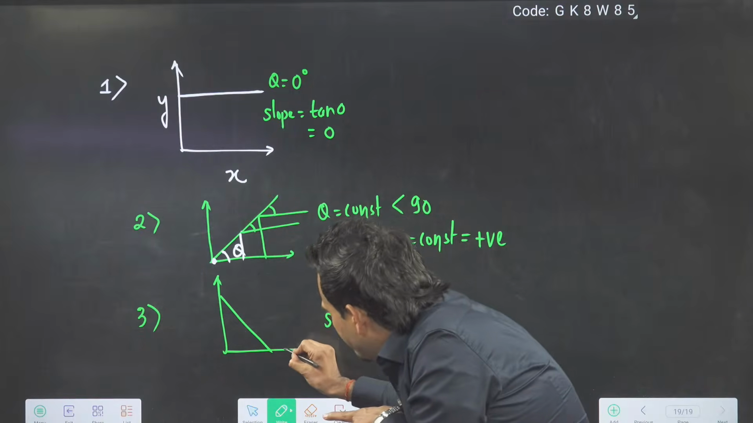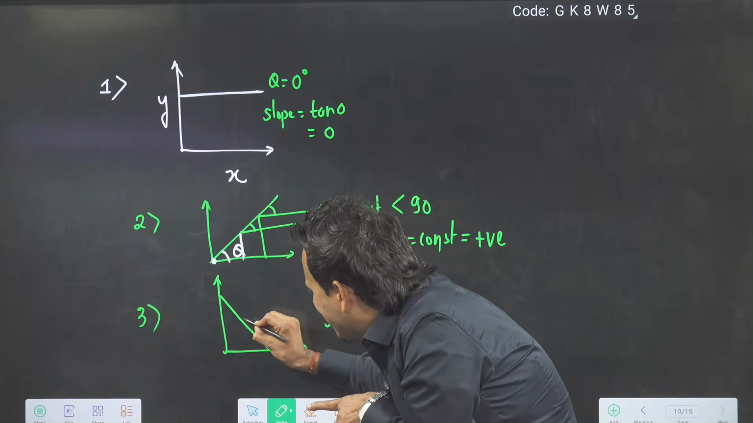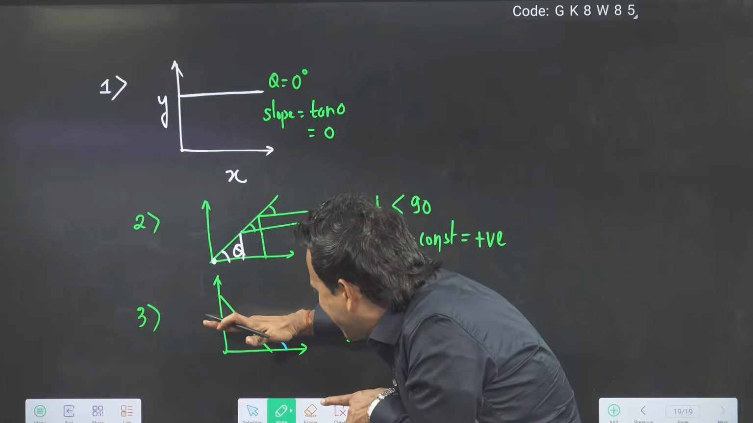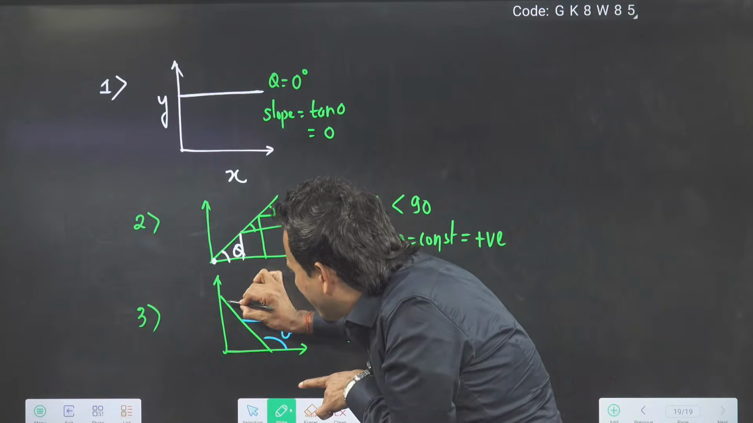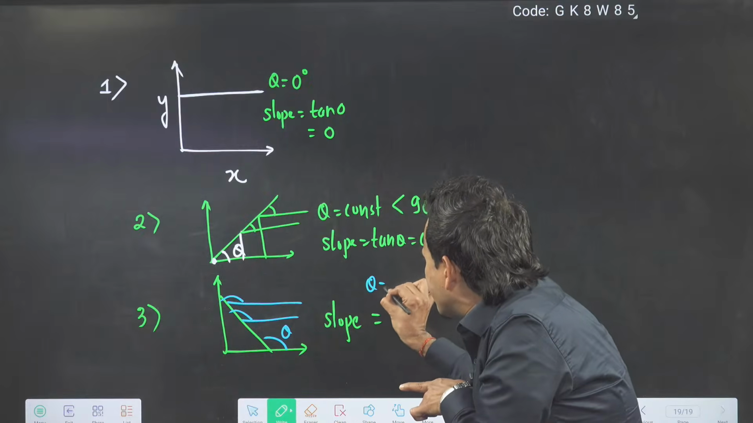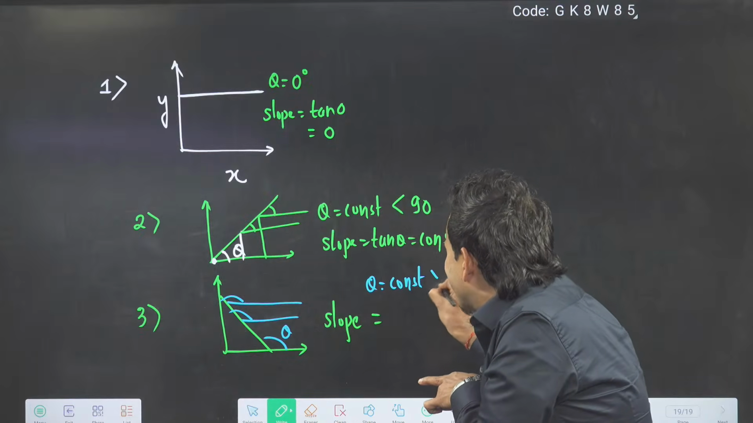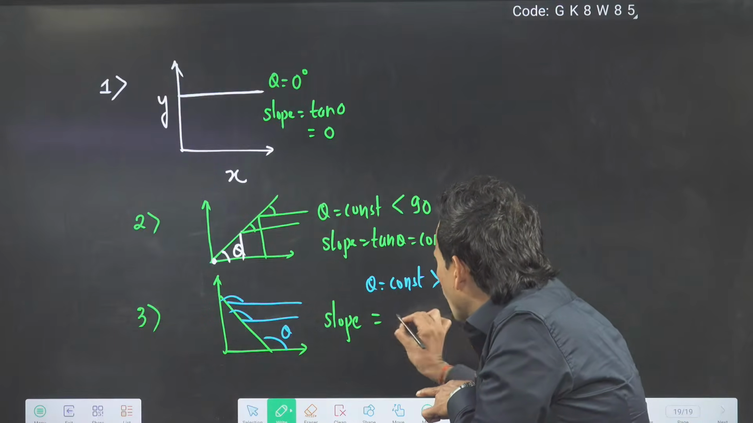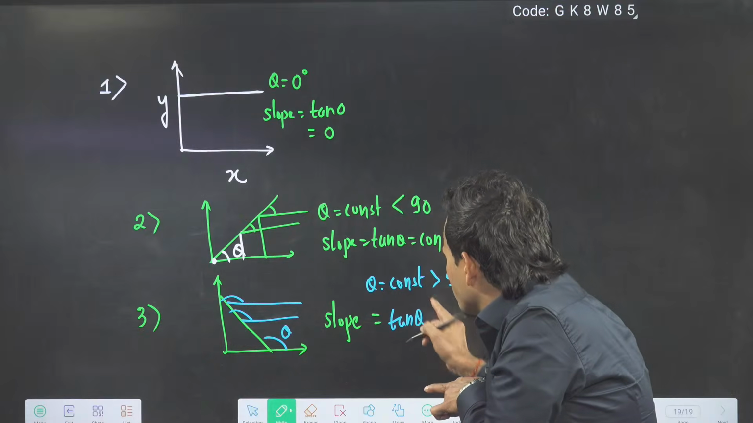Similarly, if you check here, you can check theta anywhere. Anywhere you can shift your x-axis, everywhere your graph will make the same angle theta. That means here also our theta is constant. But now that theta is more than 90, the slope will be tan theta. Now theta is constant, so the slope is constant.